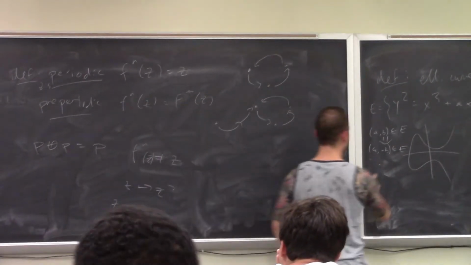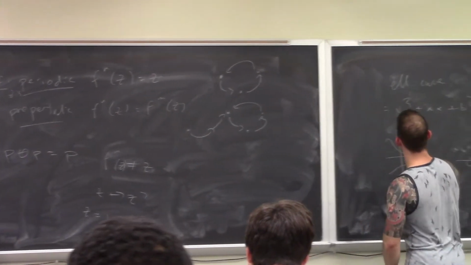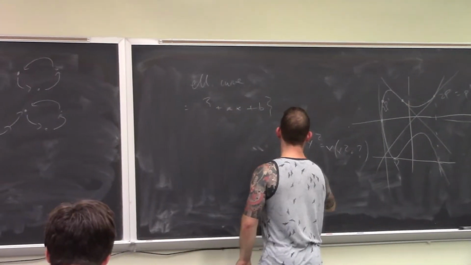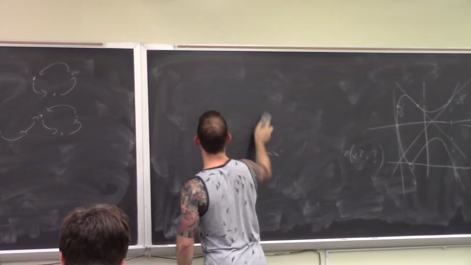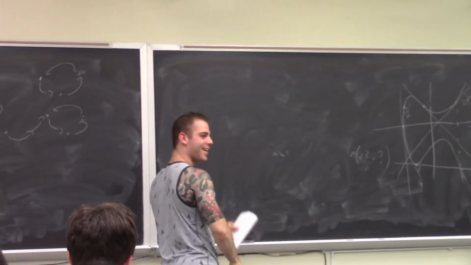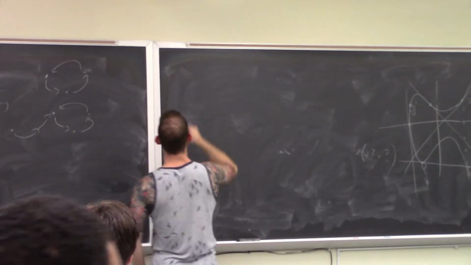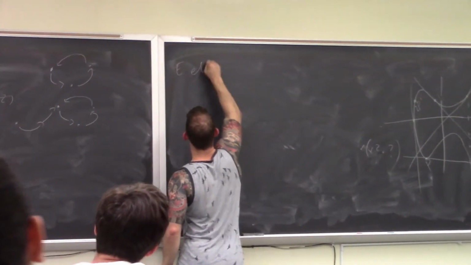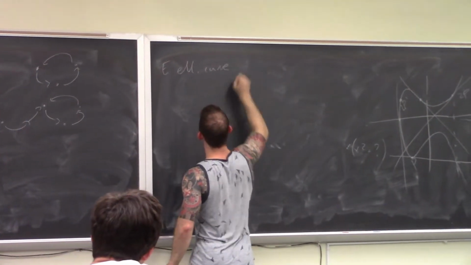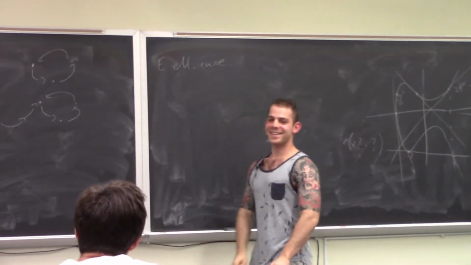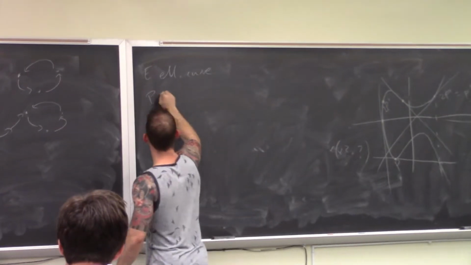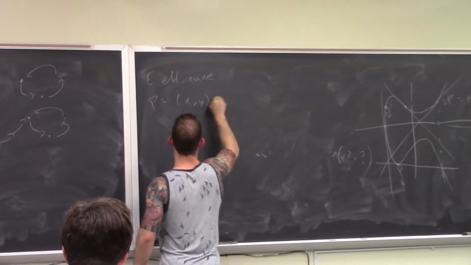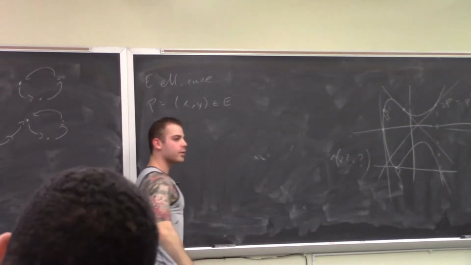I guess now I'm going to talk about the meaty stuff, because up until now I've just been trying to build up the basic definitions and ideas. So we're going to let E be an elliptic curve again, and we're going to let P, which has coordinates x and y, be some point on the curve.